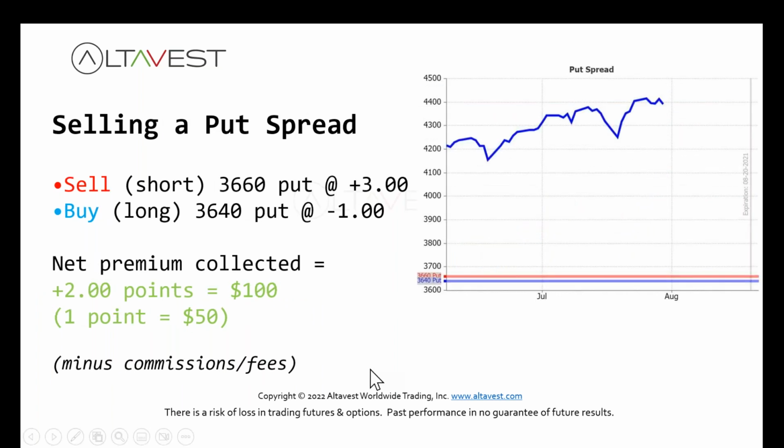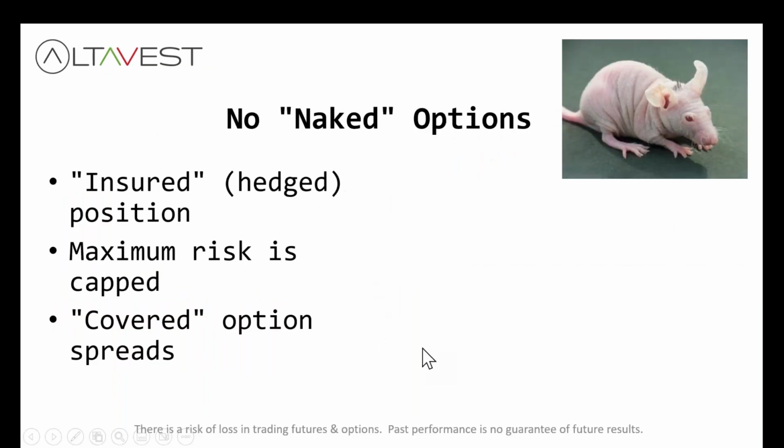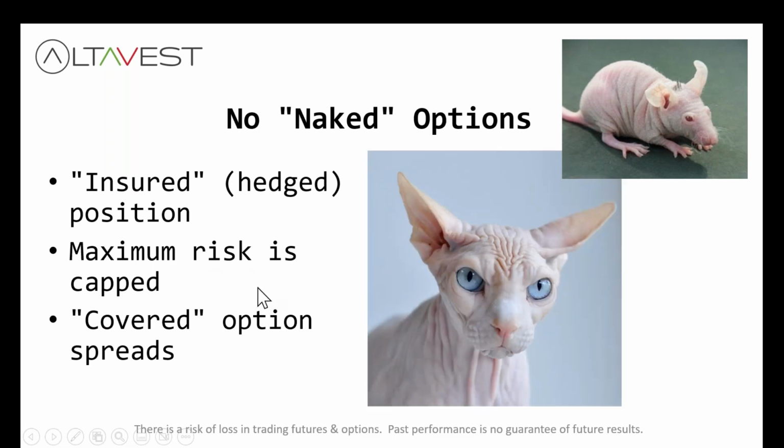And same thing with the put spread. You sell this out of the money put spread, and the net result is you collect $100 minus your commission, and hopefully, in this case, the market doesn't go too close to this lower boundary, and you end up making a profitable trade. So these are not naked options. Remember, everything we do is a covered option spread. Your maximum risk is capped. No naked options trading allowed.